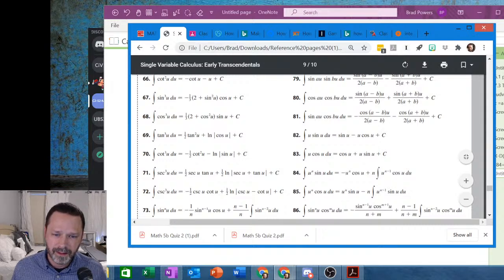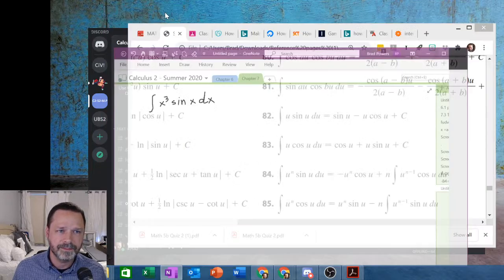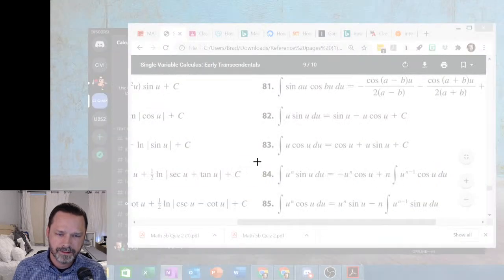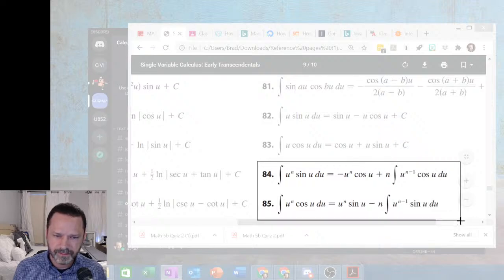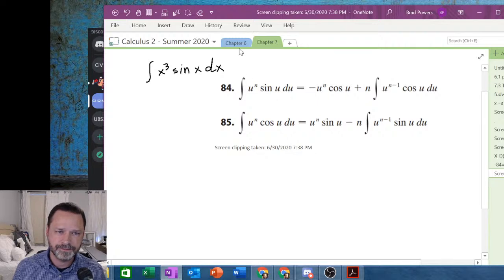So again, this time I'll zoom in, get a little better snip. We're gonna snip this guy. 84 and 85. Looks right. There we go.